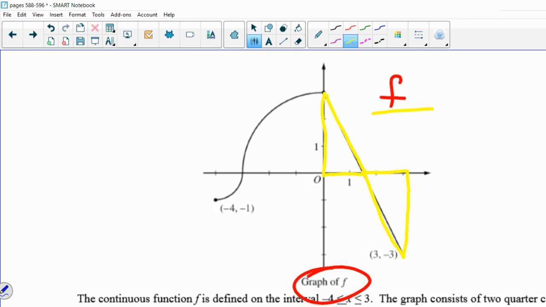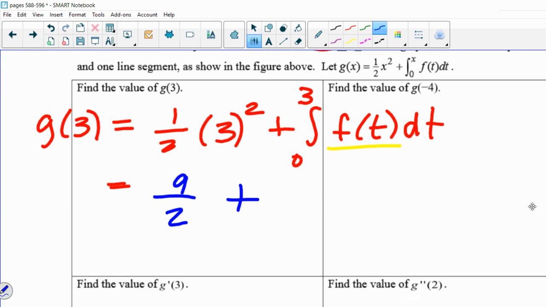Okay. They look pretty close to the same, don't they? What's that? I'm looking at this one. So that's half of the base is 2, and the height is, what is the height? 3. So that's 3. Well, this was the same thing, except it's just below the x-axis. So that is 0. So answer 9/2.